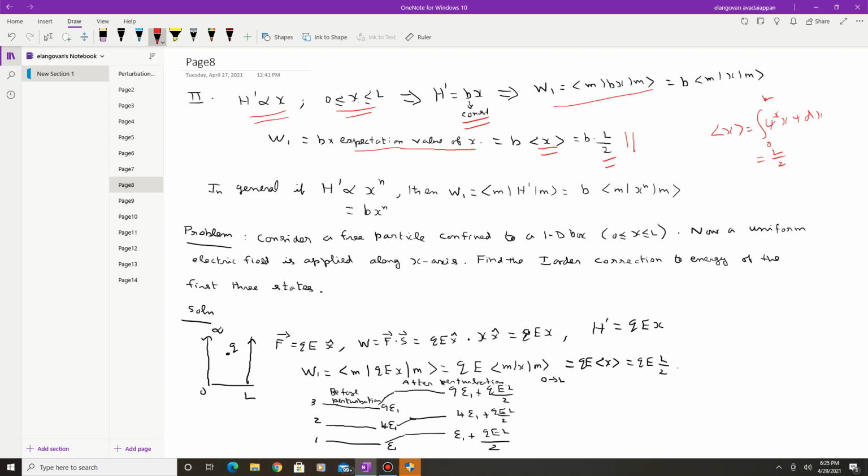So this is your W. And in general, if H prime is proportional to x power n, then this is W equal to m H prime m, where H prime is B into x power n. So you can find this value. The expectation value of x power n is equal to the integral of psi star x power n psi dx between the limits 0 to L.